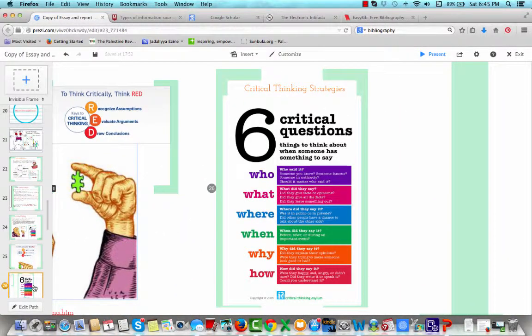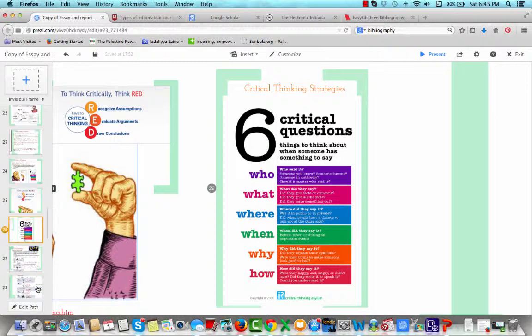And there are different critical thinking strategies, but simply think of the W's and the H, which is who, what, where, when, why, and how. Who said it? What did they say? Where did they say it? When, why, and how did they say it?